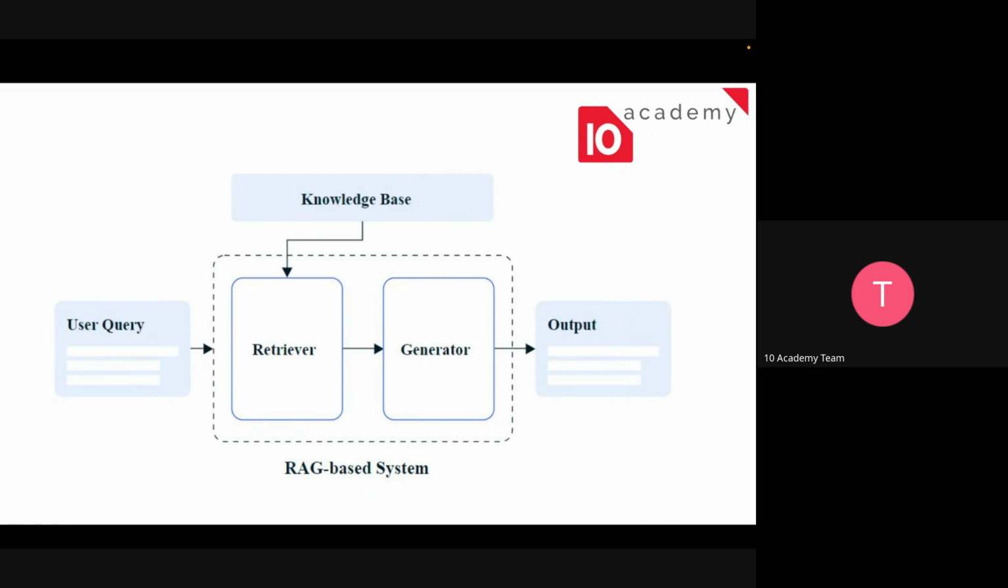So this is the RAG component, and this is how it works. There is a user query, then the retriever fetches from the knowledge base, then it gives that to the generator, which is the LLM. So it gives us the output. This is the basic idea of a RAG based system.